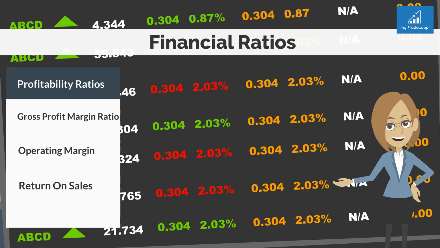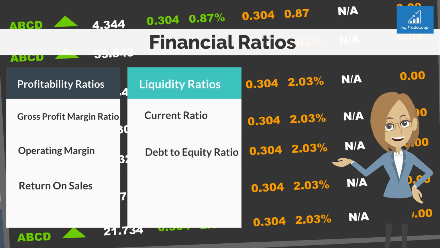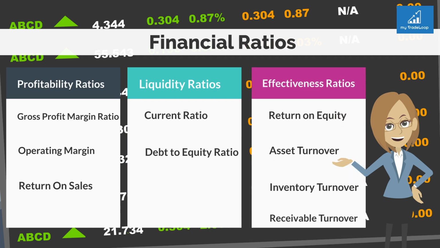Profitability ratios are linked to the profit and loss statement or income statement. Liquidity ratios and leverage ratios are linked to the balance sheet statement. Management effectiveness ratios are linked to both the profit and loss statement and the balance sheet statement. Let's understand them one by one.